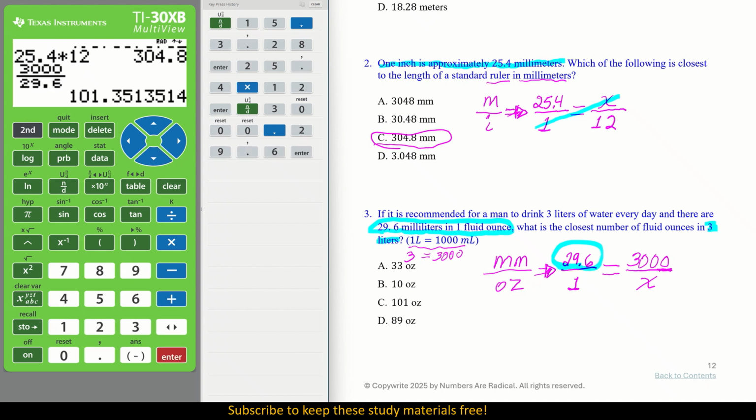And yes, we will have to round. And we knew we were going to have to round because of this closest number. That phrase, whenever it says closest, you know you've got some kind of rounding going on. So that has to be option C, of course. Okay, let's go to number 4.